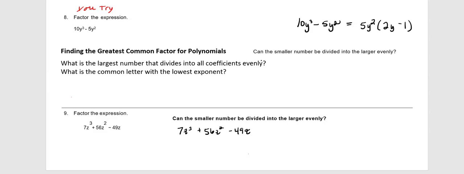We have 10 and 5, which are our numerical coefficients. We answer the question, can the smaller number be divided into the larger evenly? And the answer is yes. 5 divides into 10 evenly, so we're using that 5 in our GCF. We have a y to the third and a y squared, and of course the y squared has the lower exponent, so we're using that as part of the GCF. After factoring out the 5y squared, we end up with 2y minus 1. So this is our final answer, 5y squared times 2y minus 1.